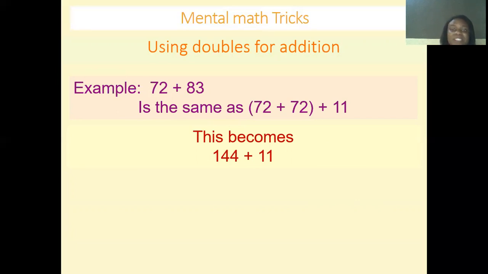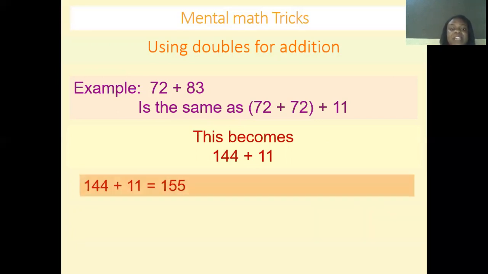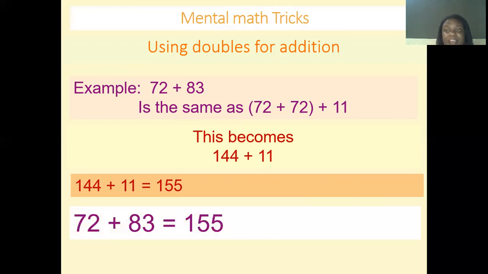And 144 plus 11 is simply 155. Okay, so that's that for using doubles for addition. Okay, so our answer is 155 here. Okay, so let's move on. We have a long way to go today.